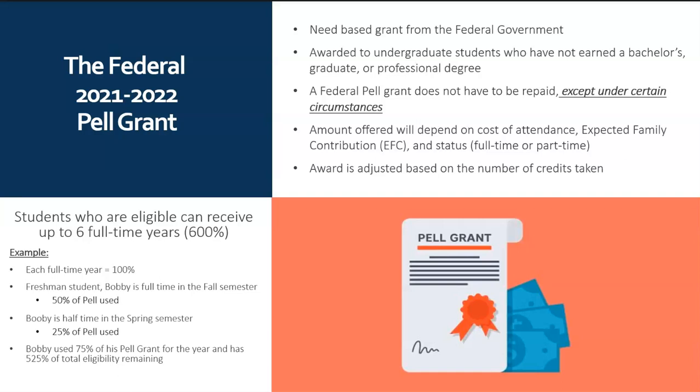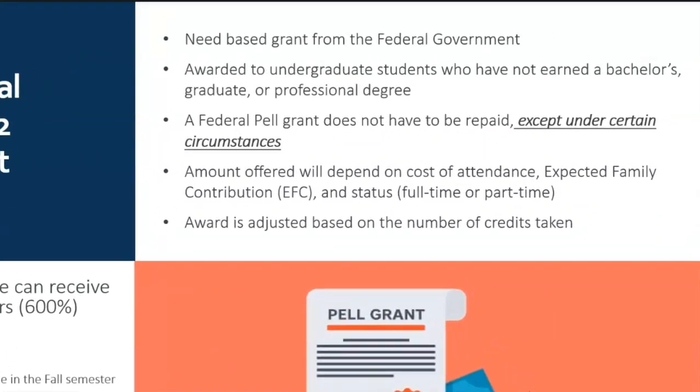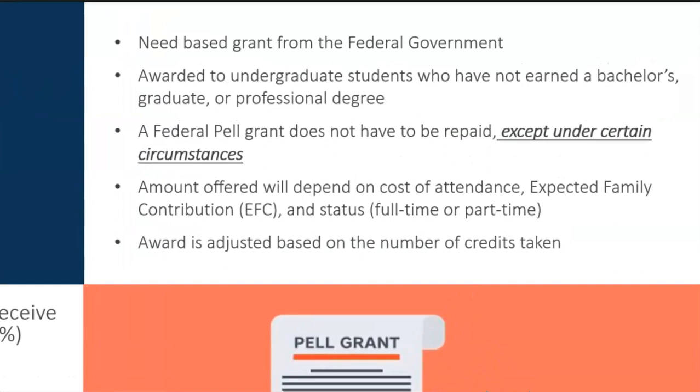The federal 21-22 Pell Grant is a need-based grant from the federal government. It is awarded to undergraduate students who have not earned a bachelor's, graduate, or professional degree. A federal Pell Grant does not have to be repaid. This is free money from the Department of Education. However, keep in mind that under certain circumstances, students may be asked to pay some of the grant back. We will discuss what the circumstances are a little bit later on in this video.